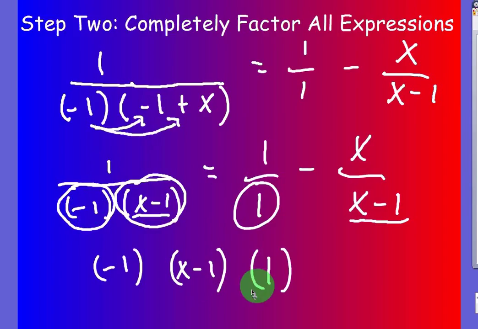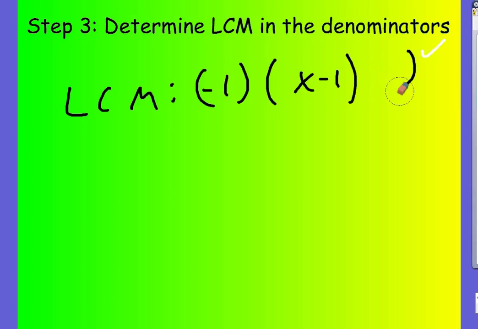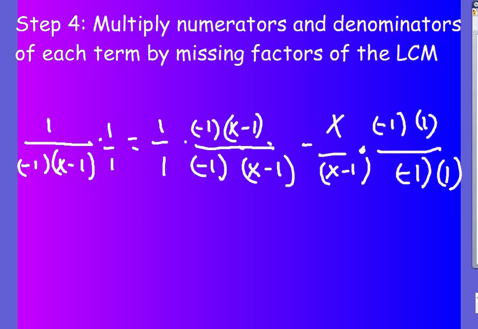Again, you don't need the 1. I don't even know why I did that the first time. So it's just negative 1 times x minus 1 for my LCM. That means every fraction bottom needs to have a negative 1 and an x minus 1. And there are other ways to solve this, by the way. This is just one way of doing it. Now the first fraction already has a negative 1 and x minus 1, so I don't have to do anything. Again, you really don't have to multiply by 1 over 1.